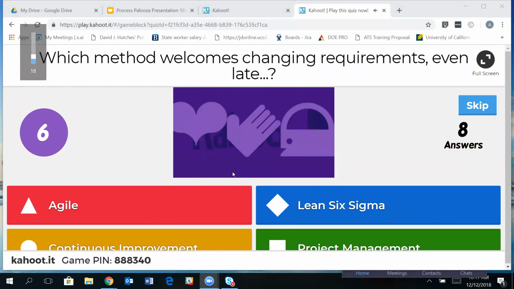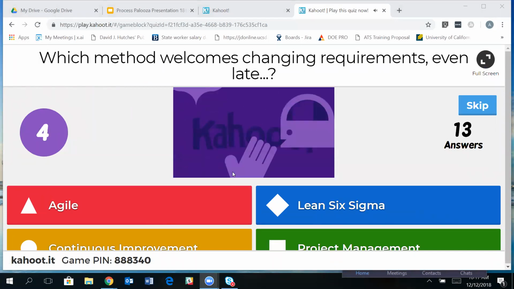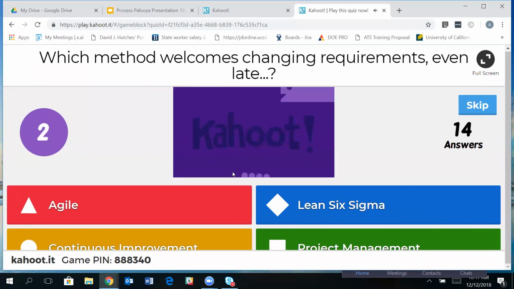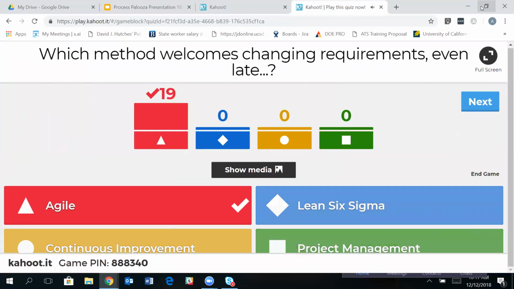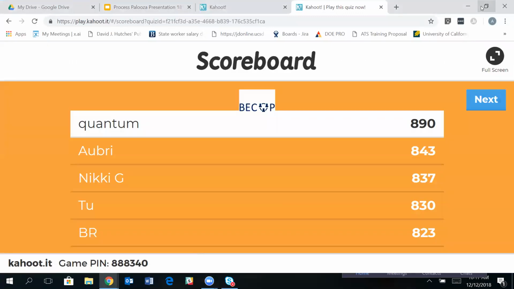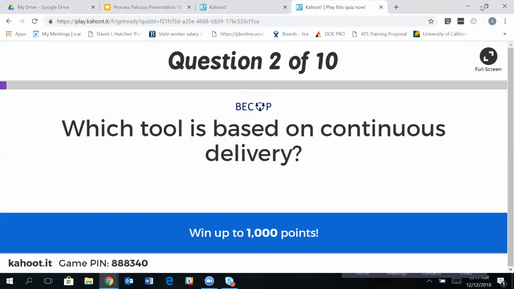How do you see the question? Can you scroll down? Yeah. Oh, sorry. Oh, good job. Sorry, here we go. All right, I think everybody got a chance. Okay, quantum's in first. Aubrey's in second. Here we go. Which tool is based on continuous delivery?